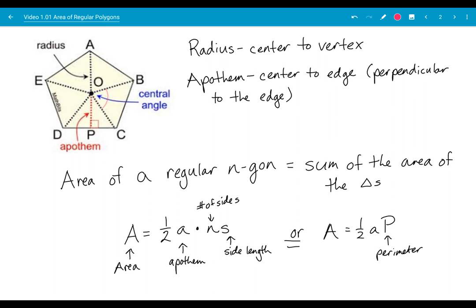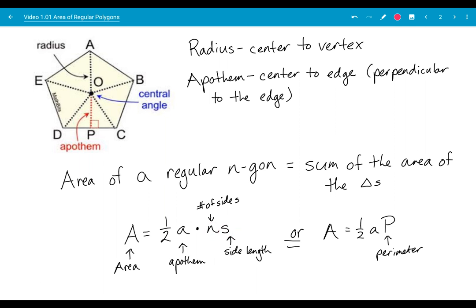Now, the area of the regular polygon is basically just adding up the triangles that make up the shape. In this case, our height and our base are going to be represented by different letters. Our height is going to be A, the apothem, and our base is the side length. But because we're not just trying to find the triangle area, we're trying to find the area of the whole thing, we're going to multiply that by the number of sides, which should be the same as the number of triangles that make up the shape.